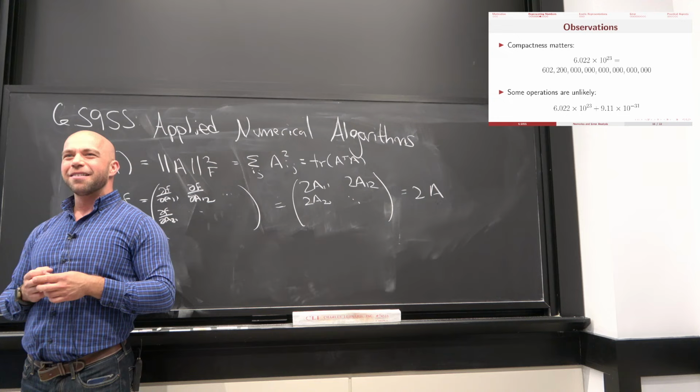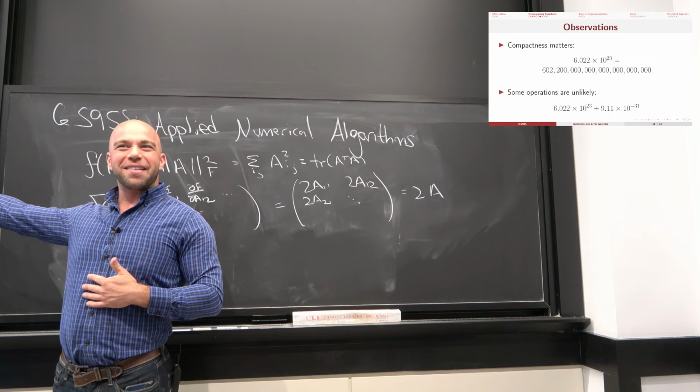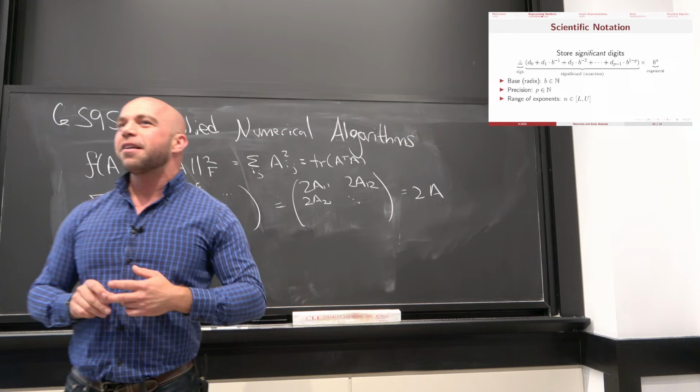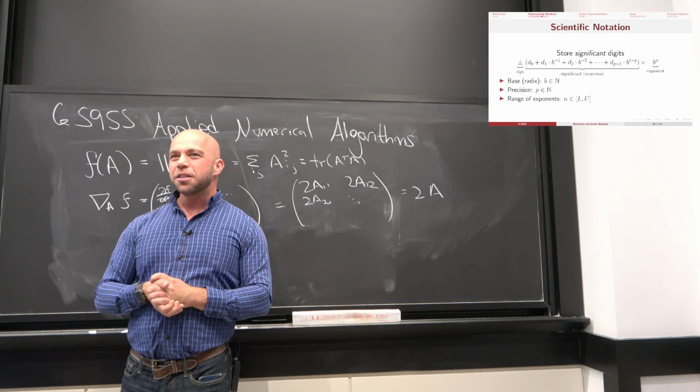So that suggests that maybe our number system should change. And in particular, notice we already introduced a new number system, which is the 6.02 times 10 to the 23rd. We wrote it in a different way. Almost everybody who uses fractional numbers on their computer uses a different representation called floating point, which is basically just scientific notation for computers.